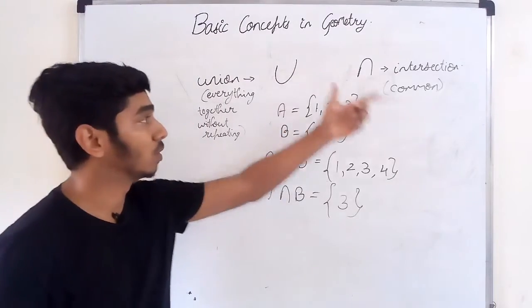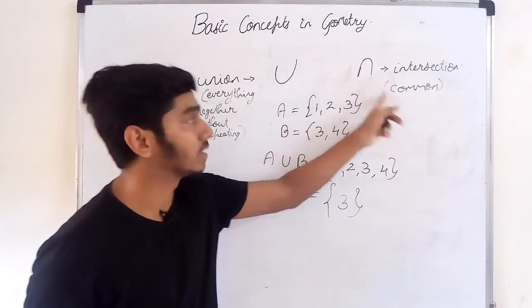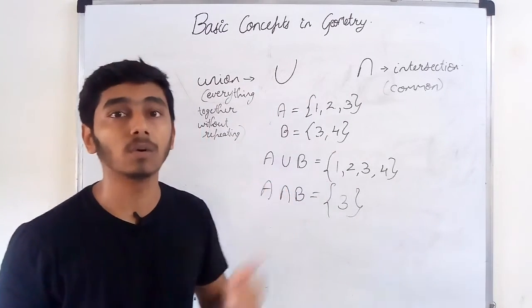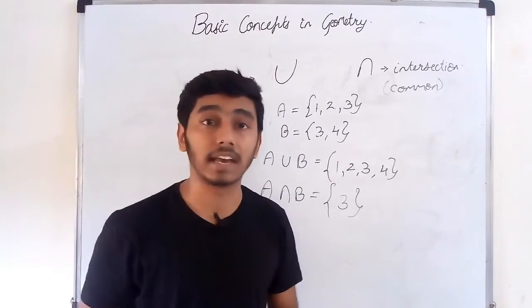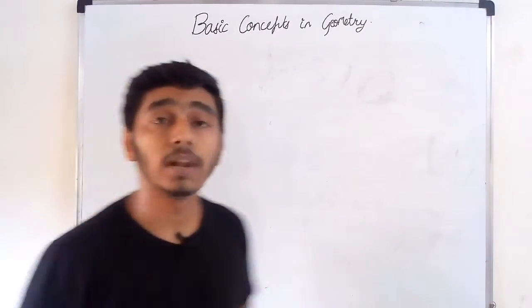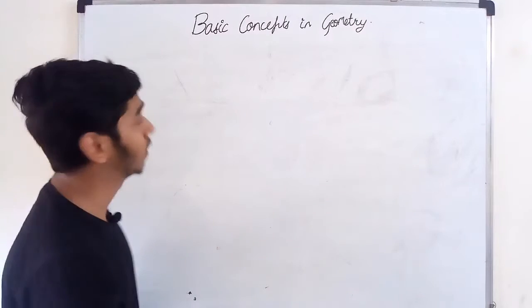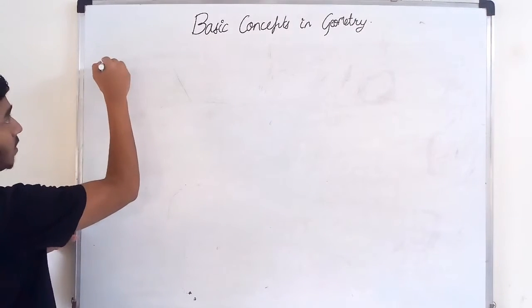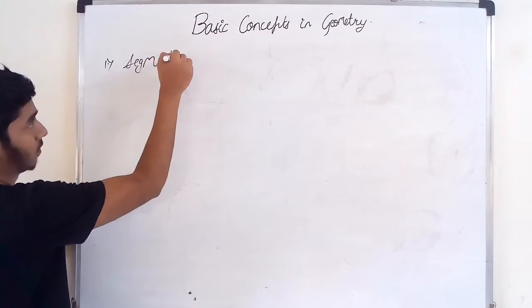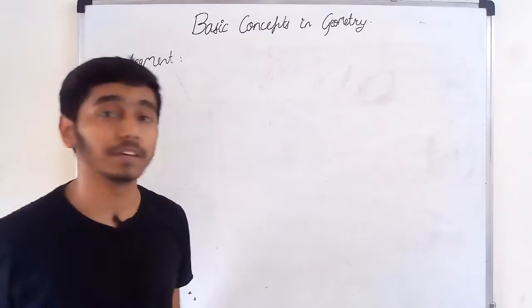This union and intersection will be used in the concept which we'll be learning now: what is a segment, what is a line and what is a ray. So let's continue with that now. Let us see what is a segment, the first topic.